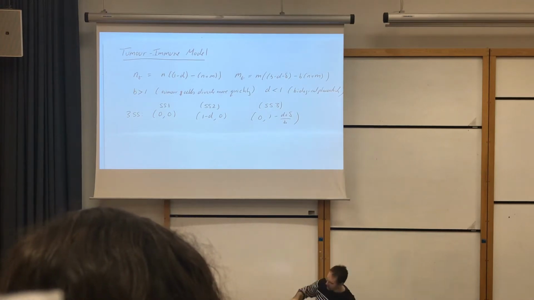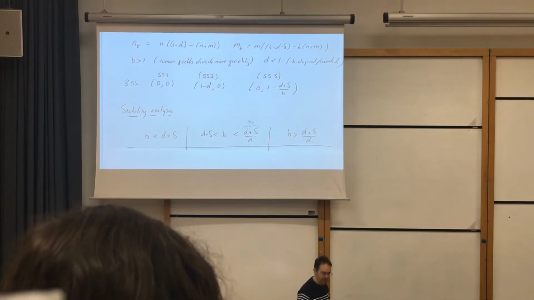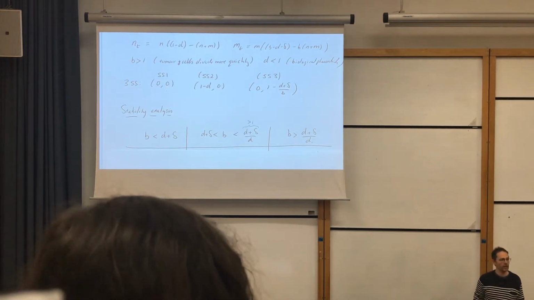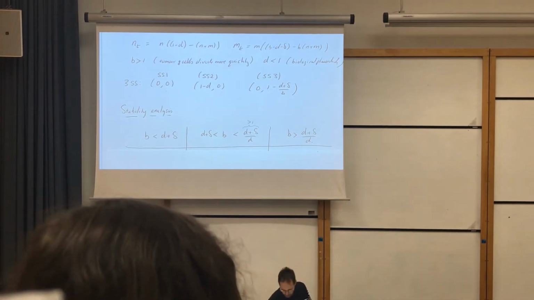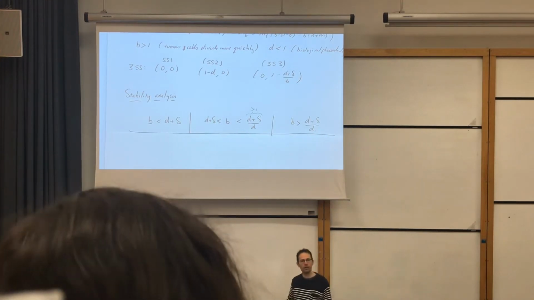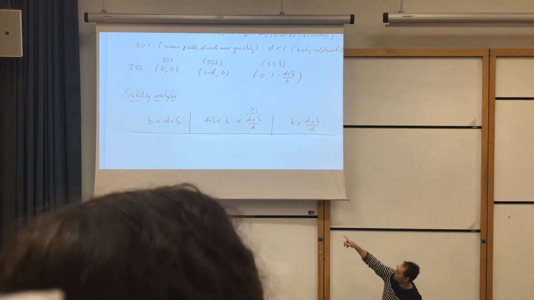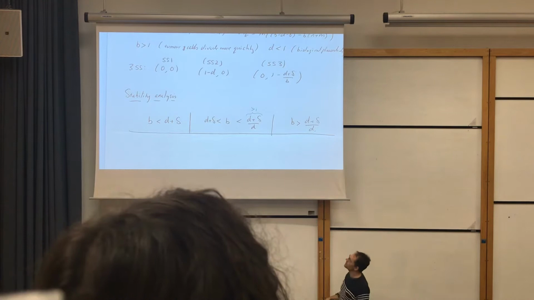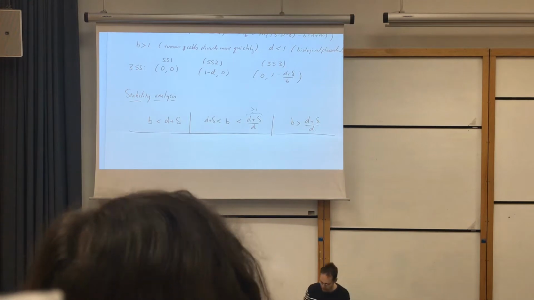So those are the 3 steady states, and you can do a stability analysis and identify how the behavior changes as you change the parameters in the system. We identified 3 ranges. One where B, this key parameter describing the proliferative advantage of the cancer cells, was less than D plus delta. Another where B is between D plus delta and D plus delta over D. And another where B is greater than D plus delta over D.